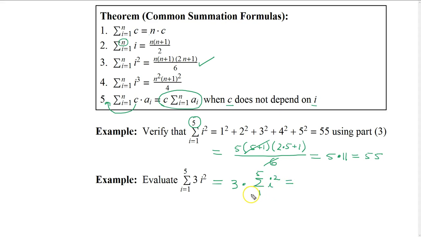Notice sometimes I won't write i equals 1 when it's understood what the indexing variable is. And now we already know that this is 55, and so this is just going to equal 3 times 55, which is 165. So those are some theorems, some formulas that we'll be using.